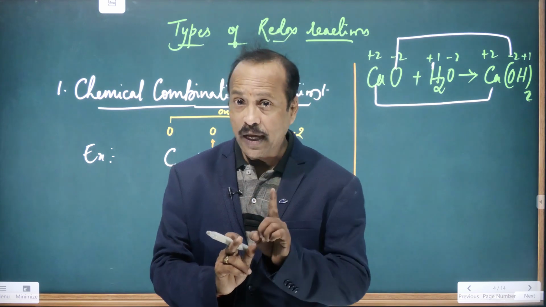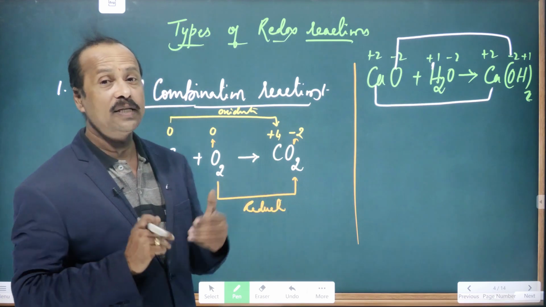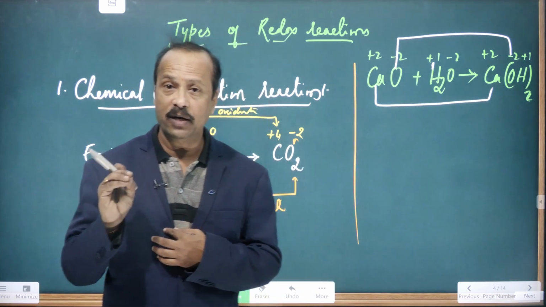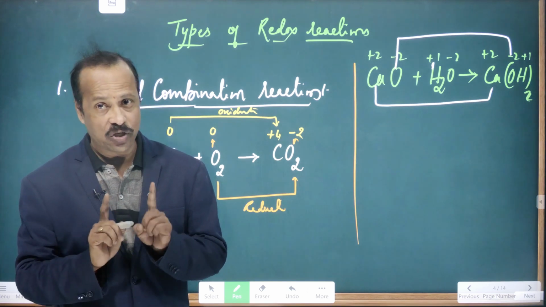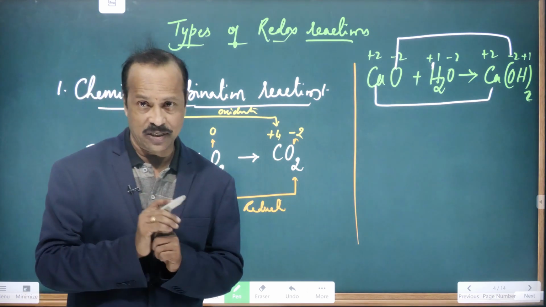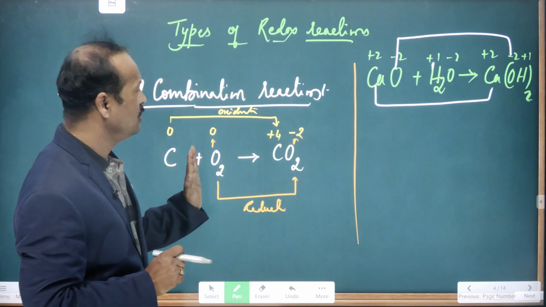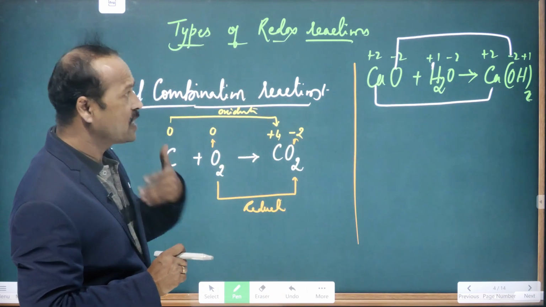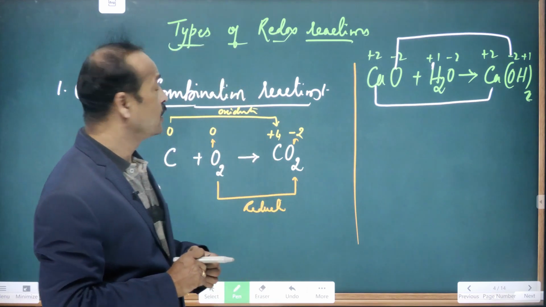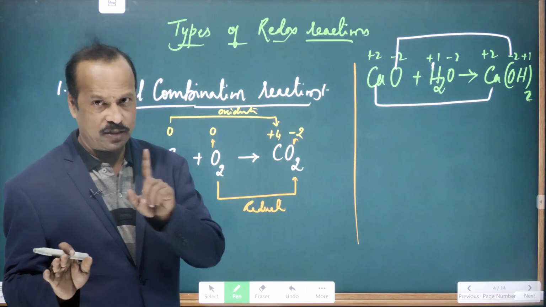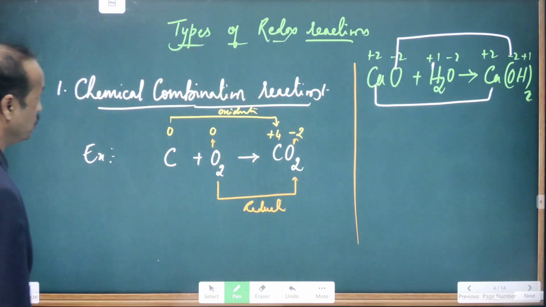Only where there is a change in the oxidation numbers, or where there is an involvement of loss or gain of electrons, such reactions are considered redox reactions. Clear? So this is a combination, and this is a redox reaction. But if they ask whether all combination reactions are redox reactions, the answer is no. I hope you understood this.